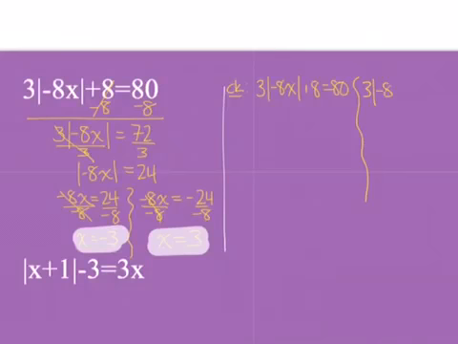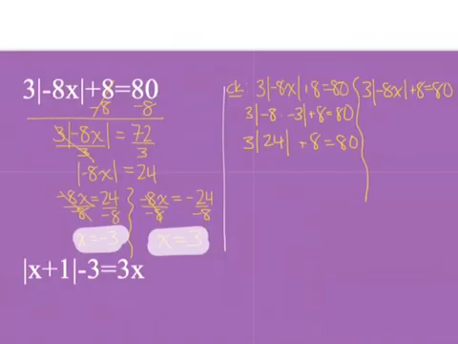Three times the absolute value of -8x plus 8 equals 80. So the first time I'm plugging in a -3. What we do inside first, 3 times +24 plus 8 equals 80. Take the 24 out of the absolute value. And 80 does equal 80. Checks out.